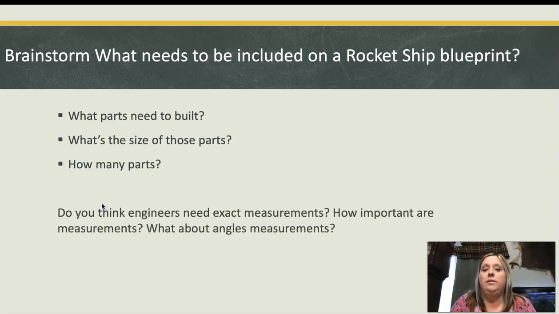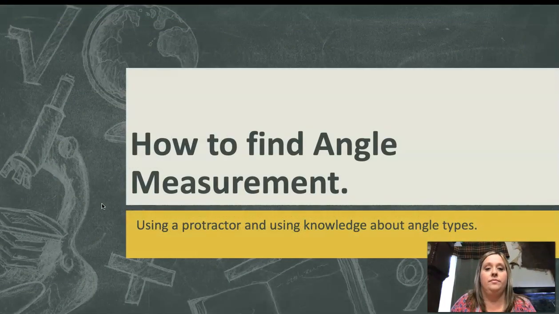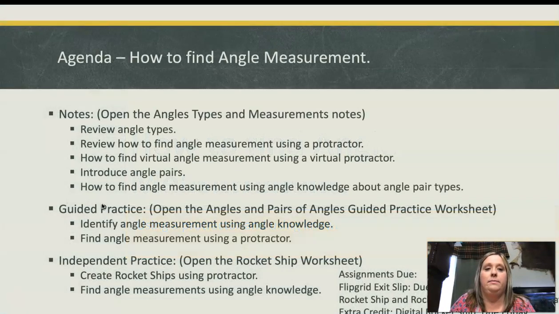So what else is really important that needs to be included on a blueprint would be measurements. They would need to know exactly how big something is, very specific measurements so that it could be built properly. And something that's included on that would be angle measurements. So that's what we're actually going to be talking about today, is angle measurements. So we're going to be finding angle measurements using a protractor and some knowledge that we learn about angle types.